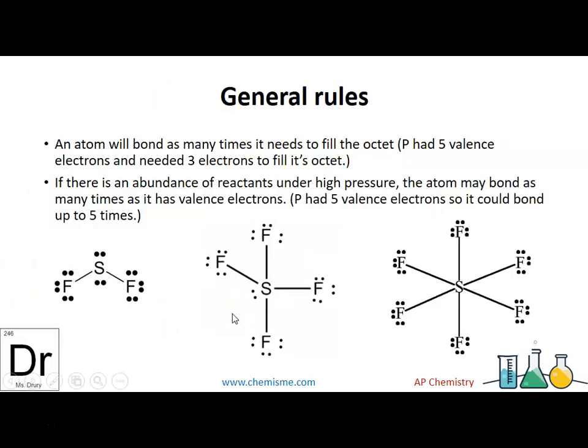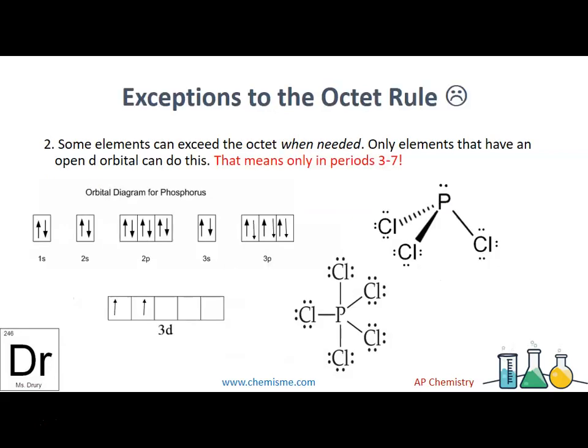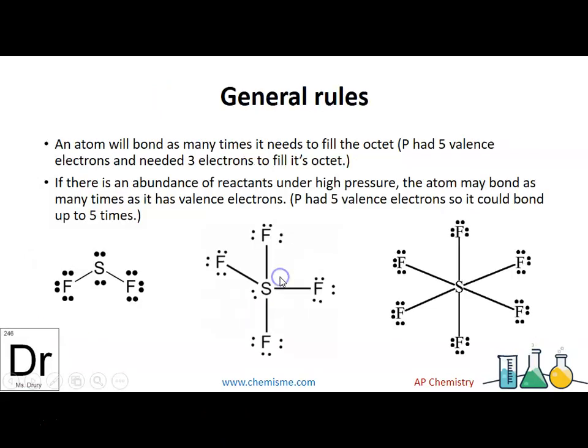So the general rule for exceeding the octet is that an atom will bond as many times as it needs to fill its octet. So we saw phosphorus had 5 valence electrons. It should only have bonded 3 times to fill its octet, and that's where we stopped last year. But if there's an abundance of reactants under high pressure, the atom may bond as many times as it has valence electrons. So in the previous example, phosphorus had 5 valence electrons, so it could bond up to 5 times, right? And that's why we saw in the previous example it had those 5 bonds.